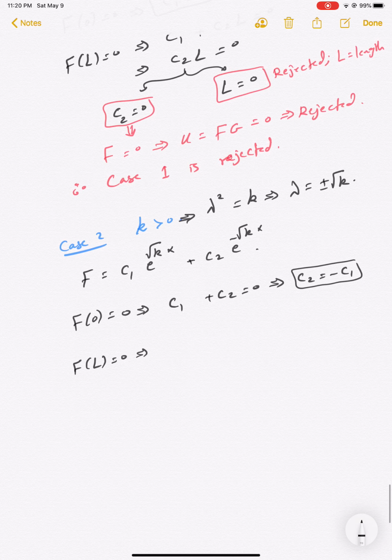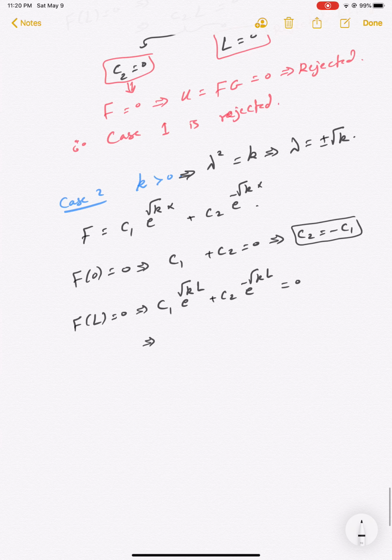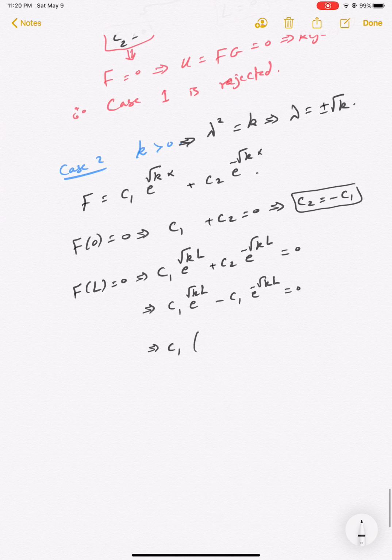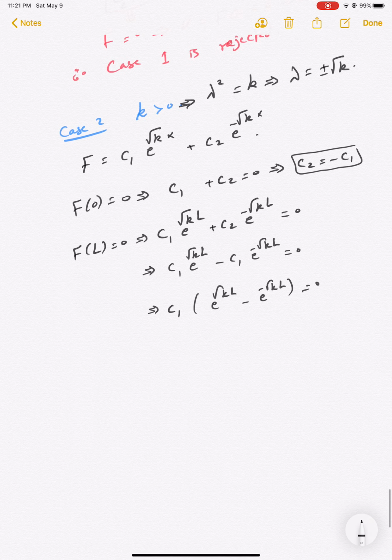And if you substitute L, you get C1 e to the root KL plus C2 e to the negative root KL equals 0. If you replace C2 by negative C1, you get C1 e to the root KL minus C1 e to the negative root KL equals 0. If you factorize the C1, you get e to the root KL minus e to the negative root KL equals 0. But at this stage, you have a product that's equal to 0. So again, you will have two cases. It's either C1 is equal to 0 or e to the root KL minus e to the negative root KL equals 0.